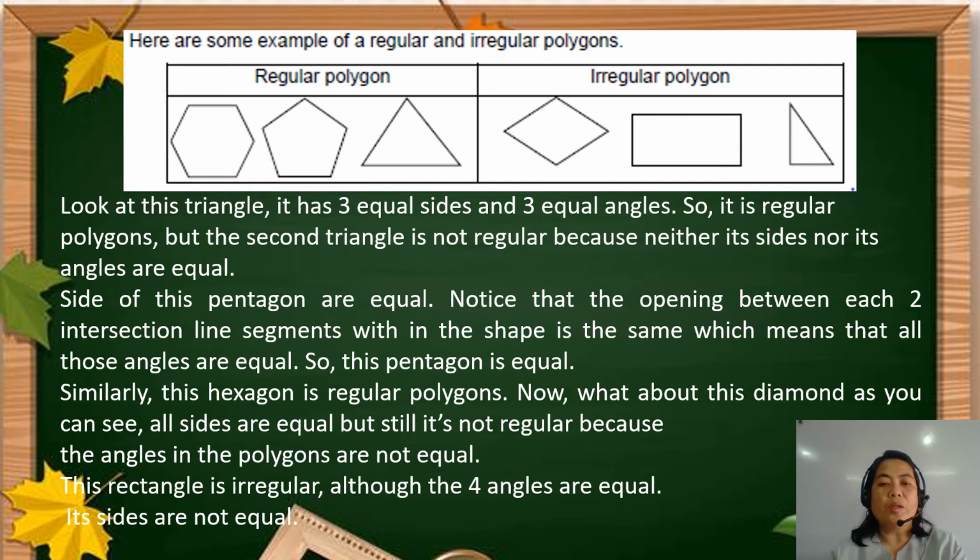Now, what about this diamond? As you can see, all sides are equal, but still it's not regular because the angles in the polygon are not equal. This rectangle is irregular, although the 4 angles are equal, but its sides are not equal. So ma-regular polygon lang siya kung pati ang sides and angles are equal in measurement. Kung dili, gitawag siya og irregular polygon.